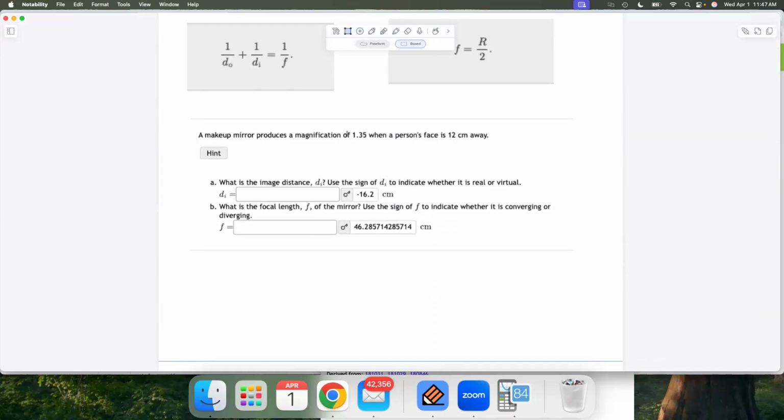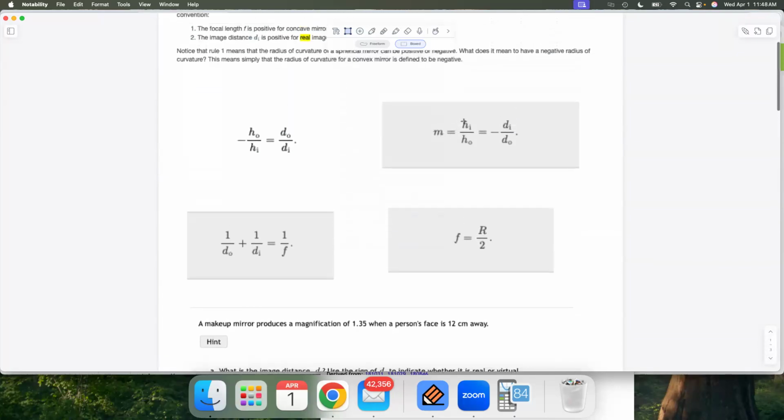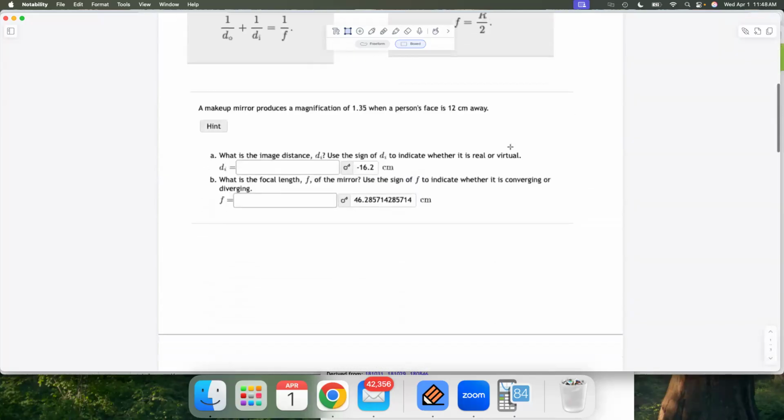Now, they don't specifically write it in words here, but what they mean by this is an upright image. A positive magnification means your image is upright. Negative means it gets inverted. So our height of the object and of the image are both positive. Both of these must be positive for the magnification to be positive, which tells us our image and object are going to end up being on opposite sides of the mirror.